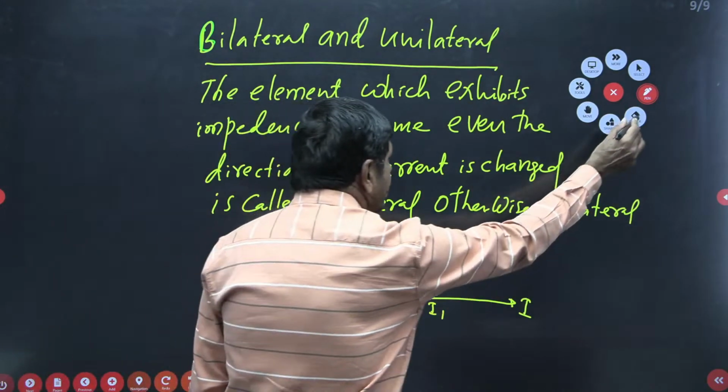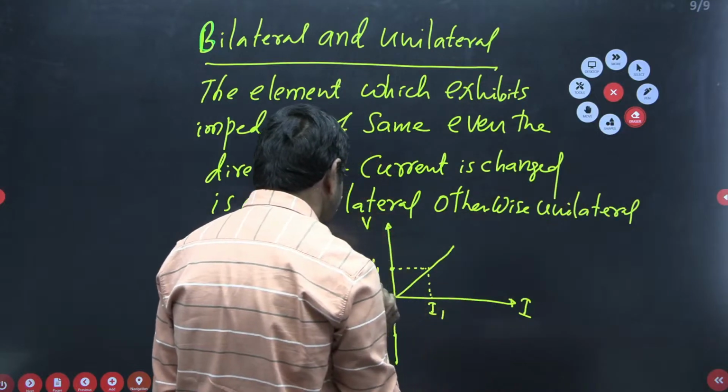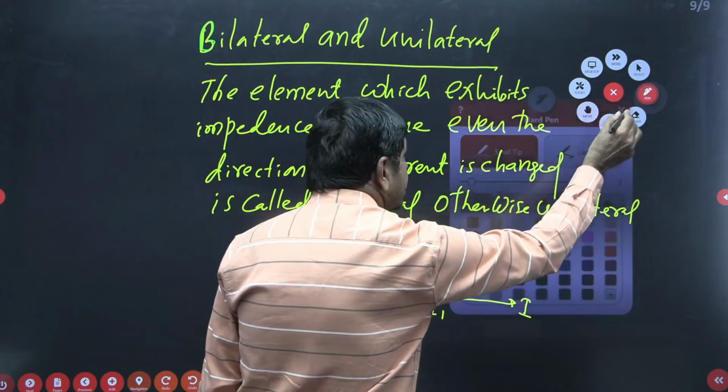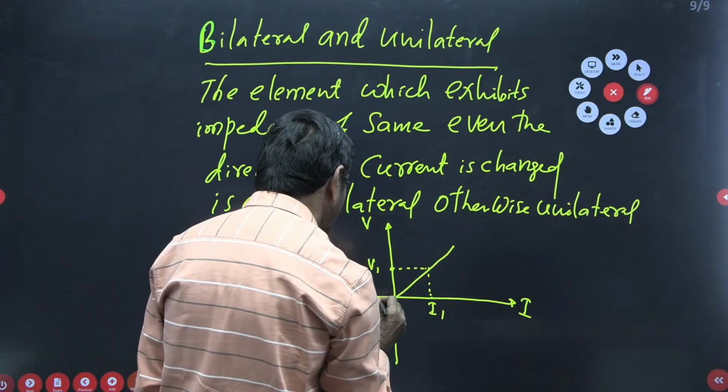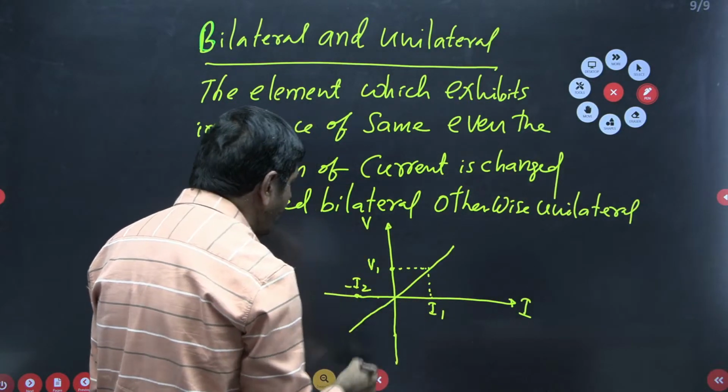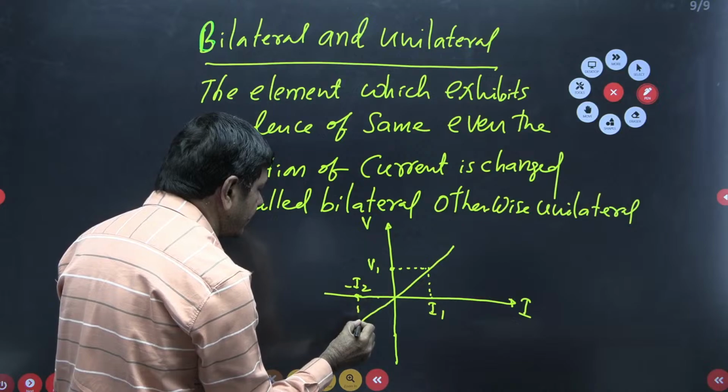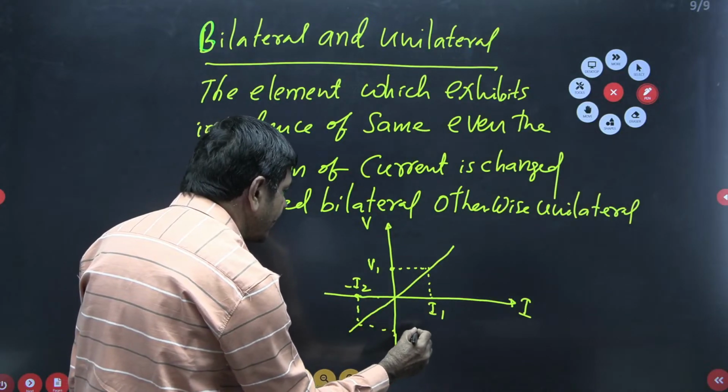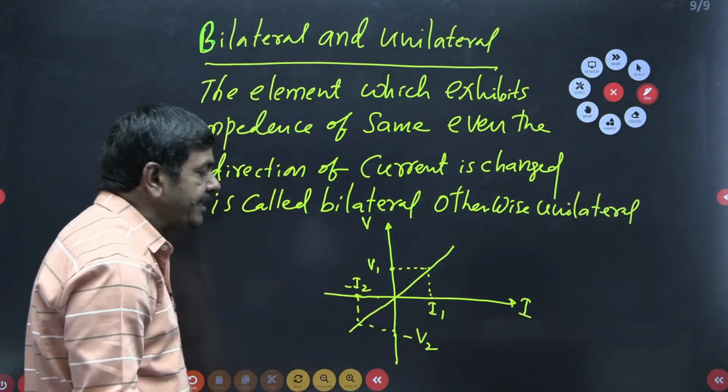Otherwise, one more name you can give: this is minus I2. Because I1 and I2 must be the same only. But I have taken minus I2. Corresponding to this minus I2, I am getting a voltage of minus V2. Minus V2 I got here now.